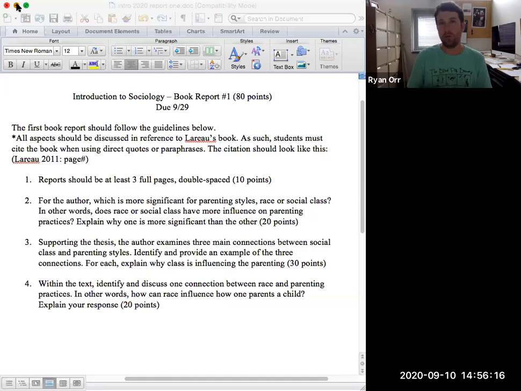So those are the two main parenting styles that we need to know from the beginning of the book, because that's what she uses to take us throughout the rest of the chapters. So any questions about the two parenting styles?